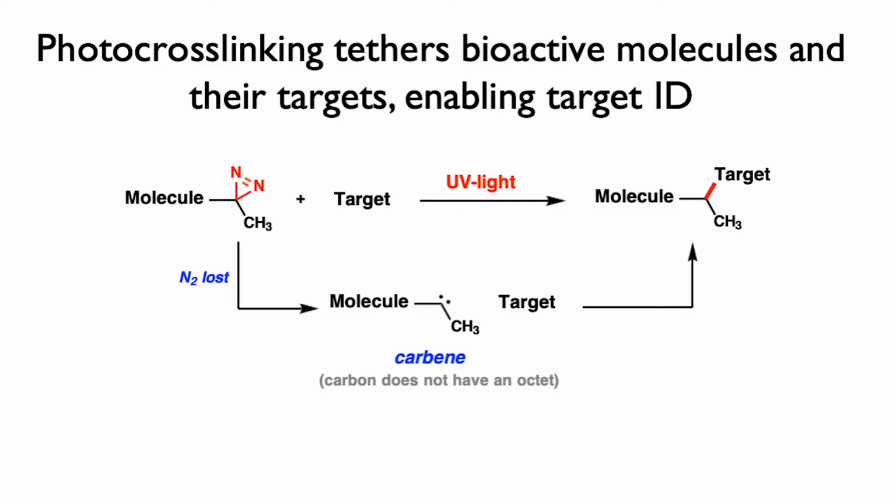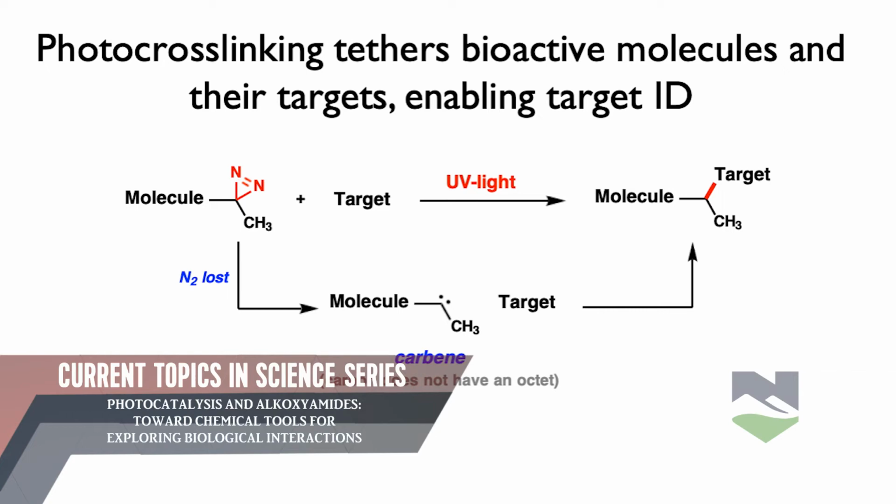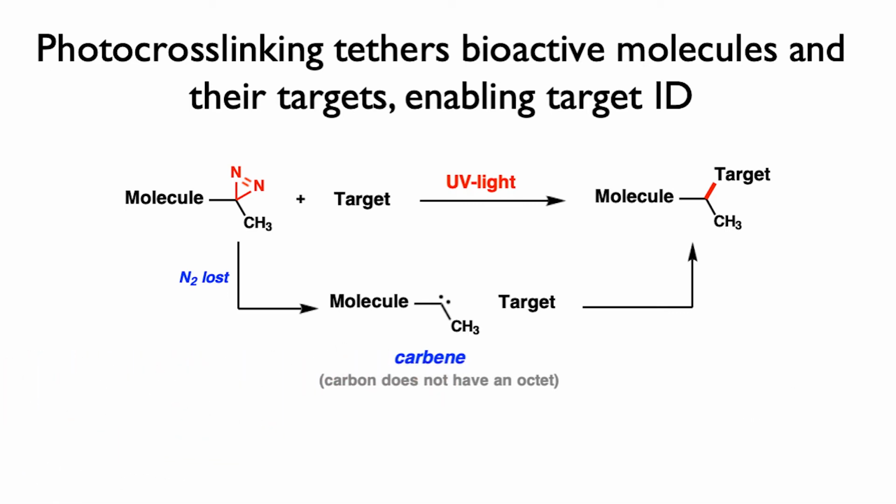I just want to show you a little bit about how mechanistically this happens. When you shine UV light on this handle, the diazirine, it releases dinitrogen. You can see there's this N=N double bond here. You're going to form an N≡N triple bond and release dinitrogen, which is pretty favorable. You then get to what's called a carbene, where you have a lone pair of paired electrons on the carbon. That carbon does not have an octet.